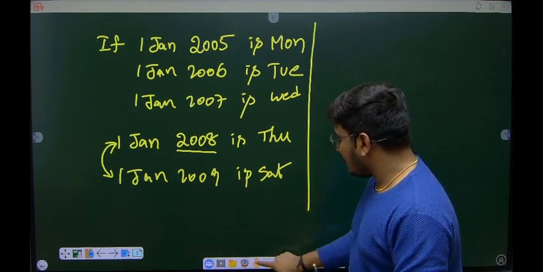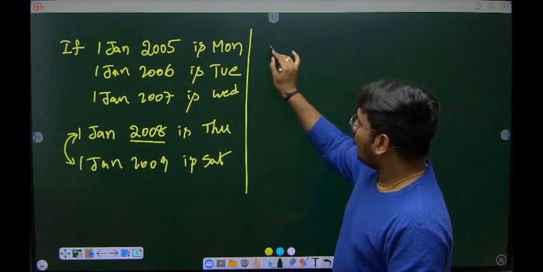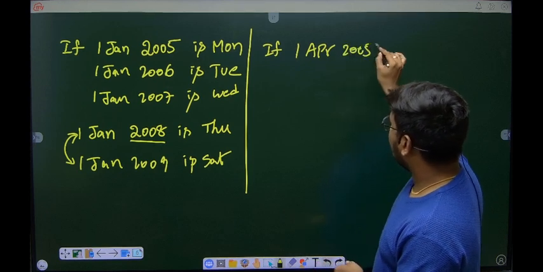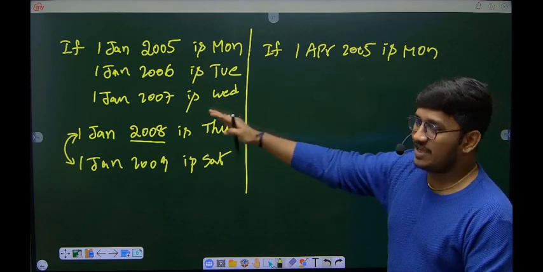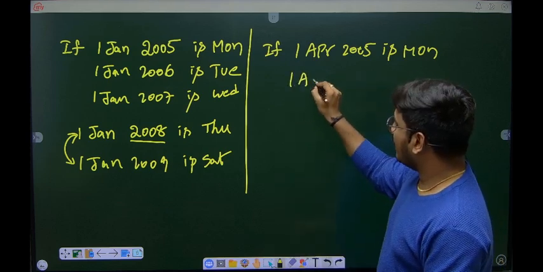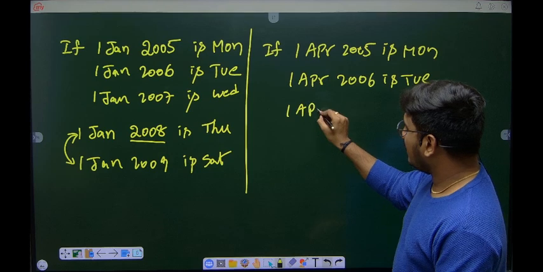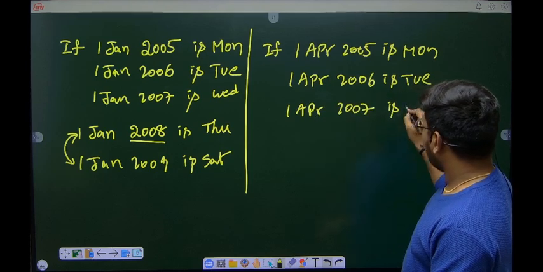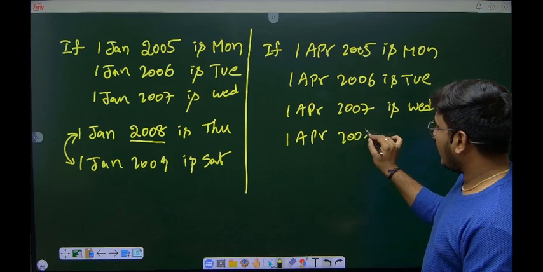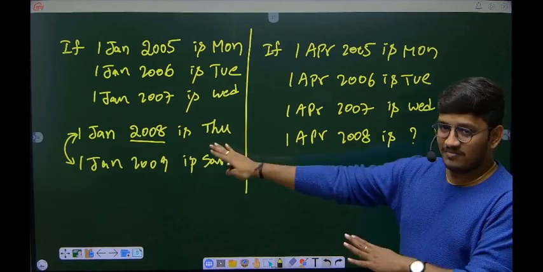Let me give you a clearer idea by comparing with different values. Let's consider, what if I give 1st April 2005 is Monday. I'm just taking the same example by changing the month so that you get more clarity on the concept. So 1st April 2006 will be Tuesday. Now 1st April 2007 is Wednesday, right? Next, 1st April 2008 is question mark. Now post your answers. Is it Thursday like before, or any other answer?